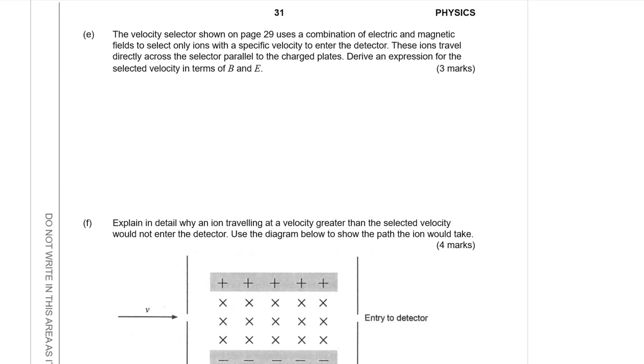Question E: the velocity selector, shown on page 29, uses a combination of electric and magnetic fields. The ions travel directly across the selector panel. The important thing is it says that it travels directly across the selector parallel to the charge plates. What that means is the path does not change. So what you want to say is, for the path not to change, there must be no net force.